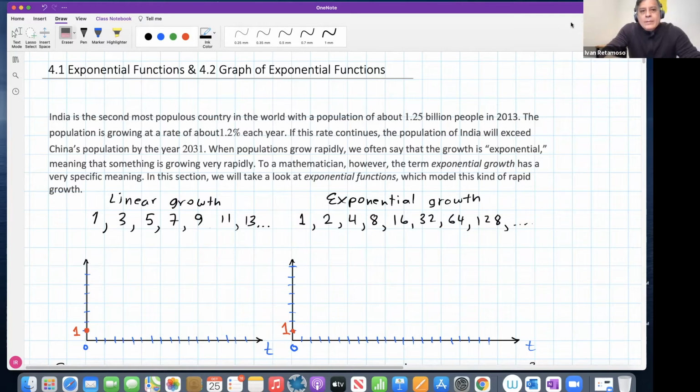Anna, welcome. We just started with section 4.1, 4.2, talking about exponential functions.